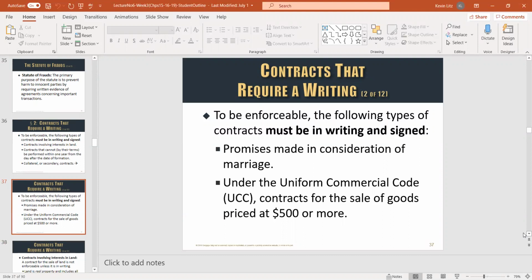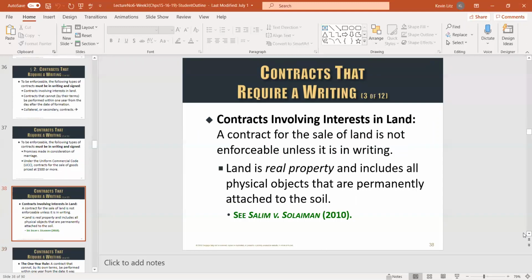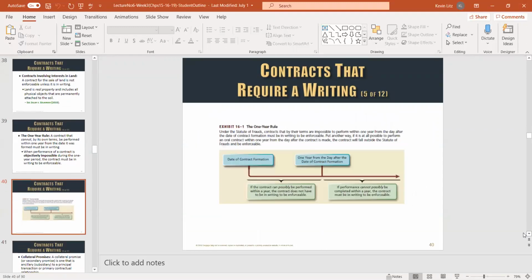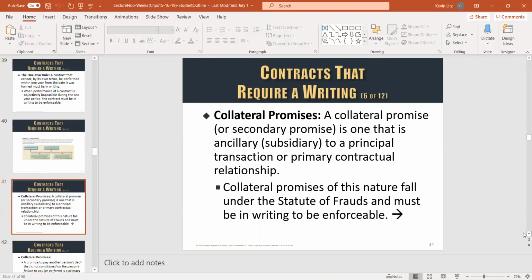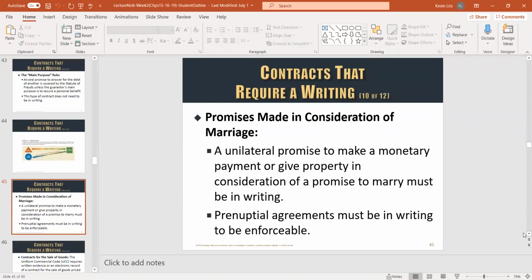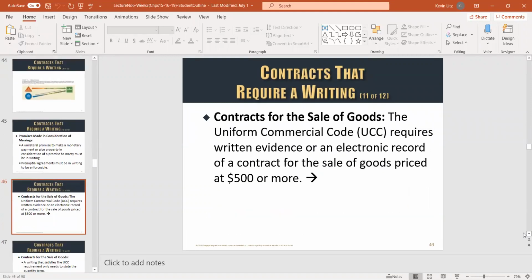Or contracts for sale of goods priced at $500 or more. So any merchant, any company that's worth their salt, if they're selling you something for more than $500, it's going to be in writing, even if that's a sales receipt or you just signing a credit card statement. We saw the land, 1 year rule. I'll let you read through these and the collateral promise rule. I'm going to let you read through these on your own because I think they're self-explanatory.